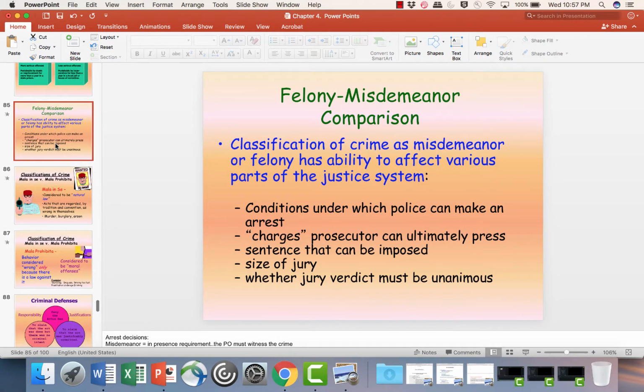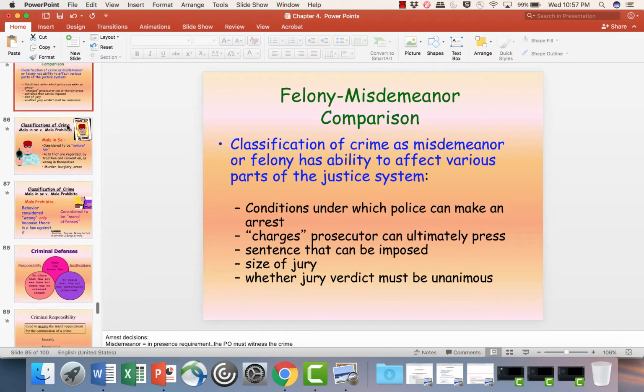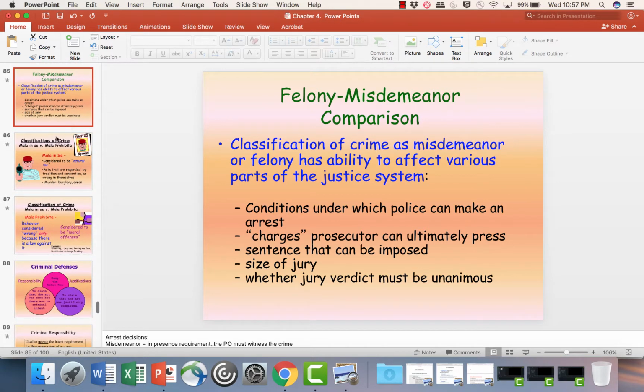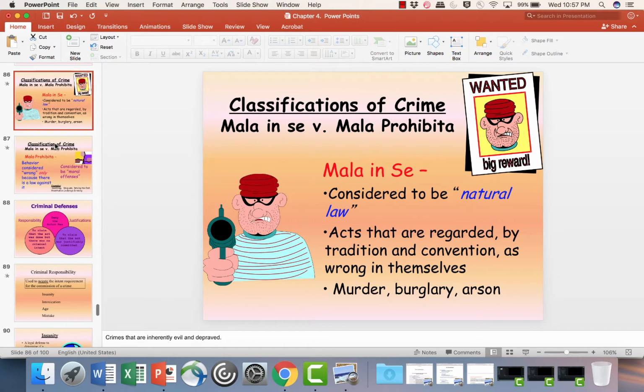Your felony misdemeanor comparison is just that the classification is determined by what you were arrested for. So your police officer will be able to determine, okay, I'm picking you up for this, I'm giving you Mirandized rights for this, and I know that I'm going to try and write it as a felony or a misdemeanor. And of course, it's up to your prosecutor, which we'll talk about later in the class, to determine how they're going to charge you.